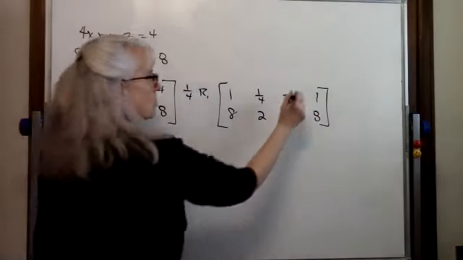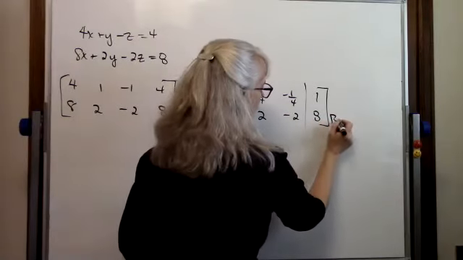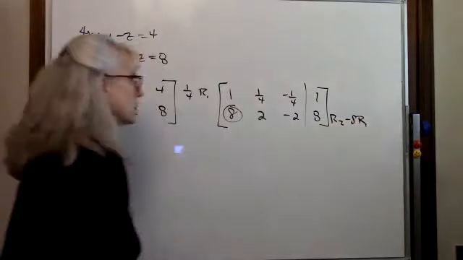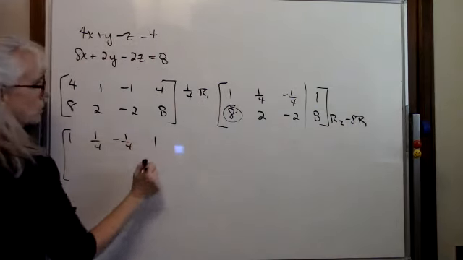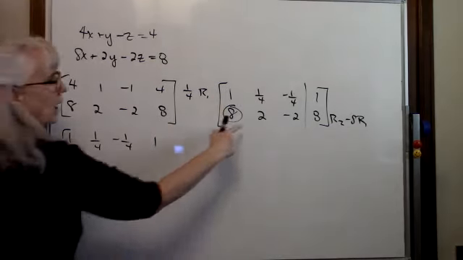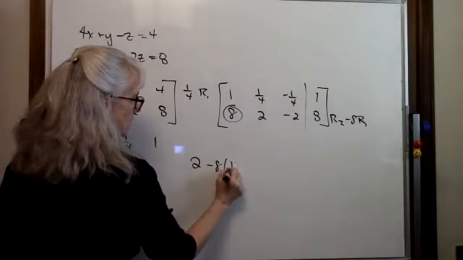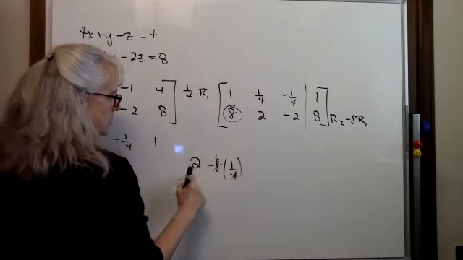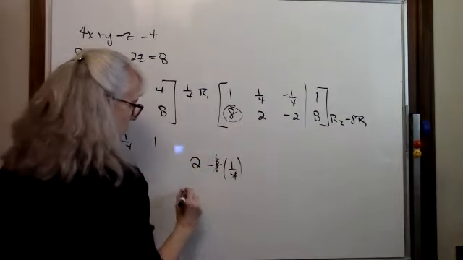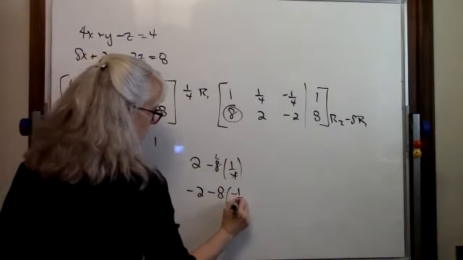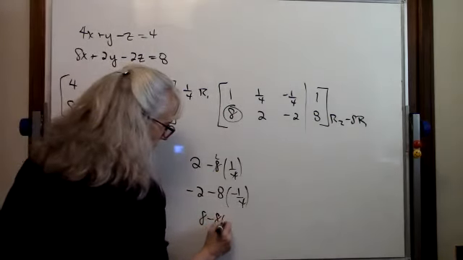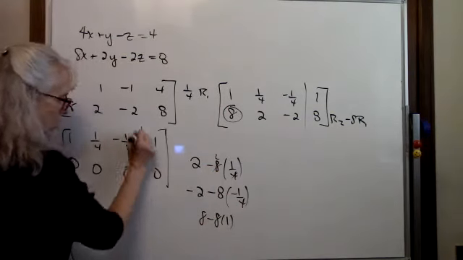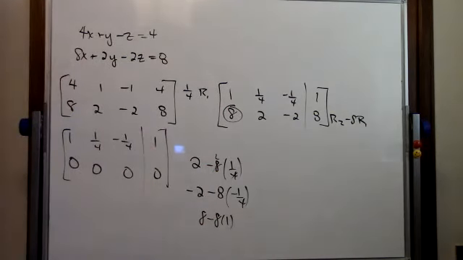Okay, we now need a 0 where this 8 is. So we're going to take row 2 minus 8 times row 1 and see what happens. So that's 1, 1/4, -1/4, and 1. So 8 minus 8 gives me 0. I have 2 minus 8 times 1/4. Well, 4 goes into 8 two times, so 2 minus 2 gives me a 0. In the next spot, we have -2 minus 8 times -1/4, which makes that a positive 2, so -2 plus 2 is 0. And then we have 8 minus 8 times 1, which is 0. So there's the row of all zeros sitting there. Everybody feel good?